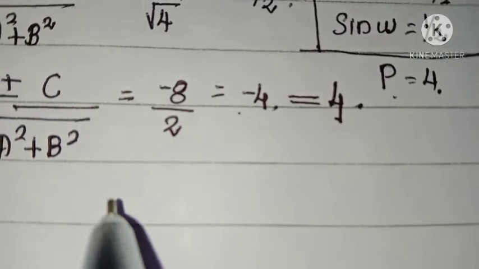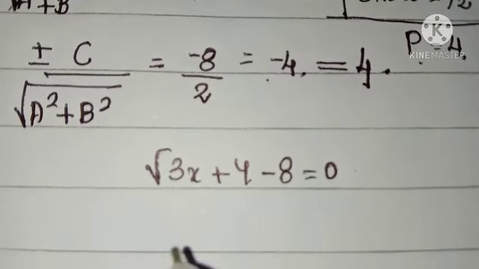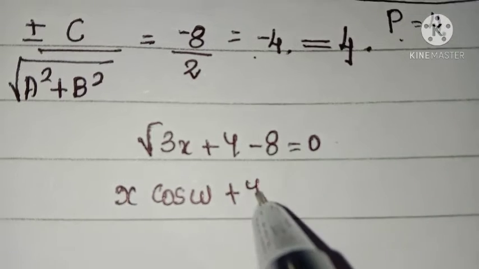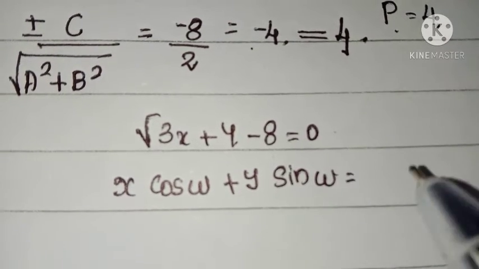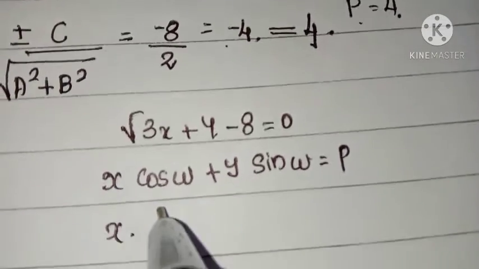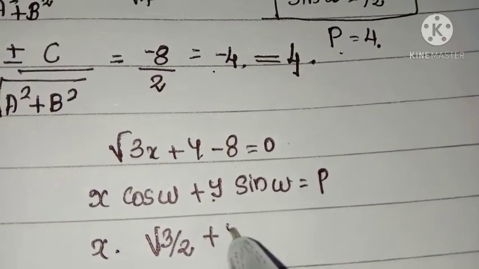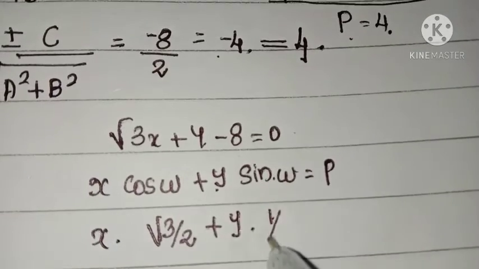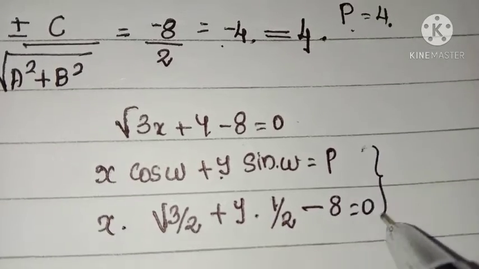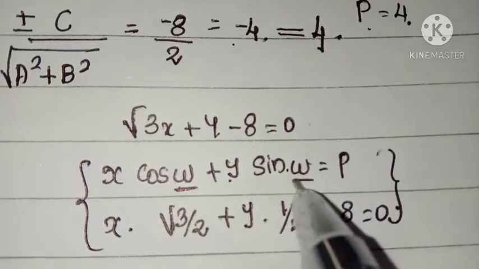Before that, we can write the given equation root 3x plus y minus 8 equal to 0 into its normal form. What is normal form? x cos omega plus y sin omega is equal to P. That is x into what is cos omega? It is root 3 by 2. Y into sin omega. What is sin omega? 1 by 2 minus 8 equal to 0. You can see that these two equations are same. Now listen, what is omega and what is P.